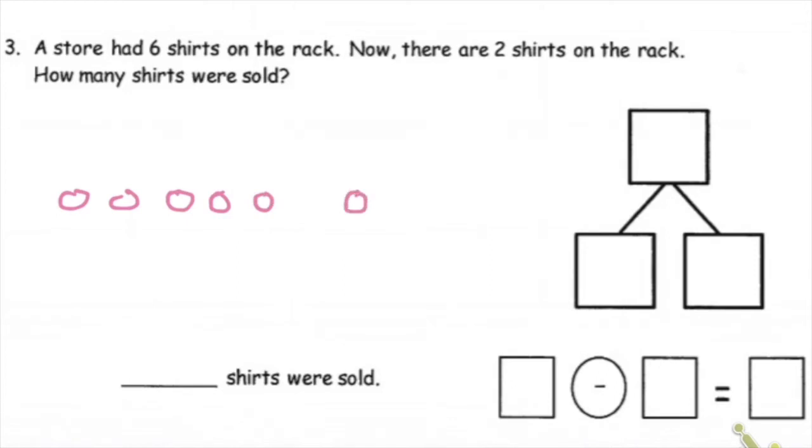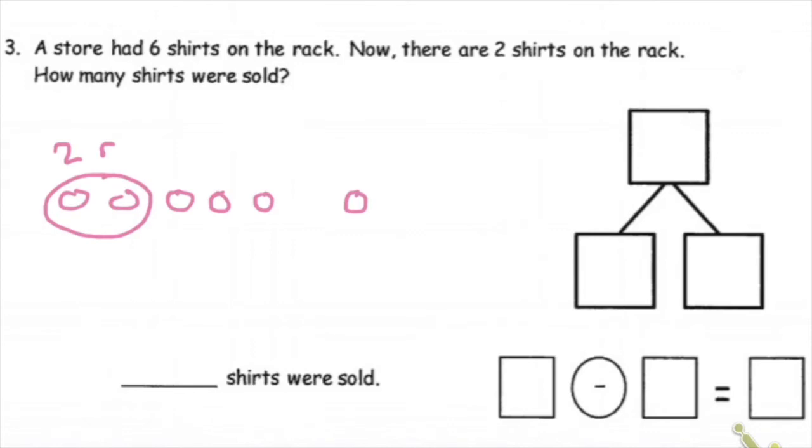The next sentence says, now there are 2 shirts on the rack. So what can we do with those 2? Those are the 2 that we know, so we can circle the 2 that we know. I'm going to label it, put an R for rack. Those are the 2 that are on the rack. Then the question says, how many shirts were sold?